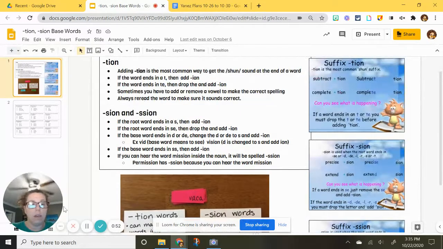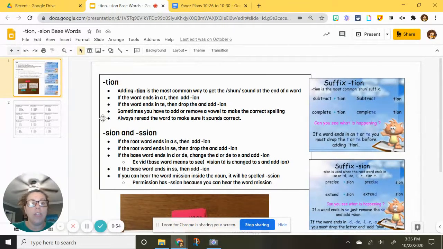All right. So you're going to have access to this slide right here, and it's going to give you some rules. So tion is going to be the most common way you have this shun sound. That's going to be your go-to. If you hear shun, when you're trying to spell, your first thought should be it's tion. And then there are some rules.